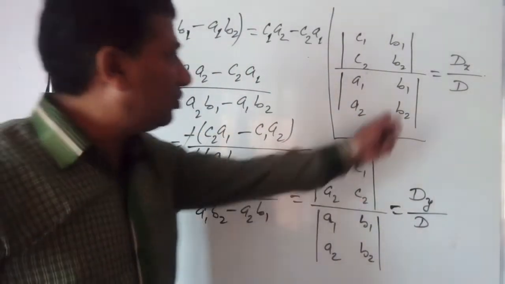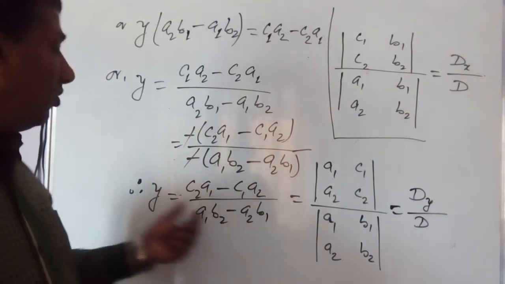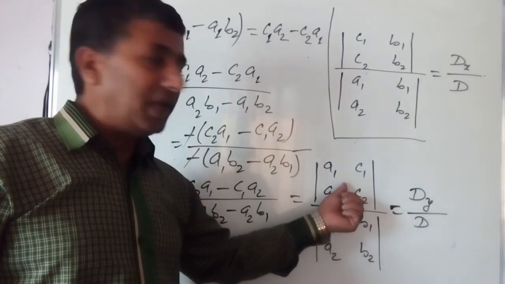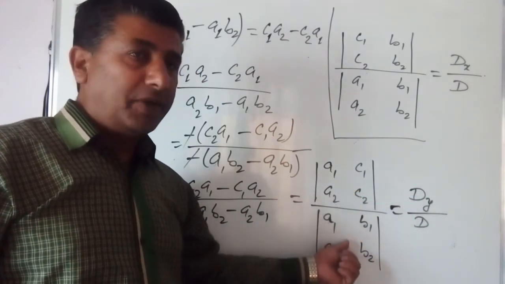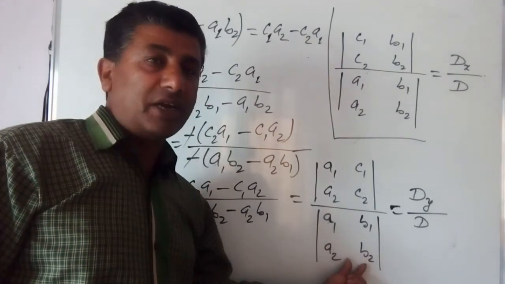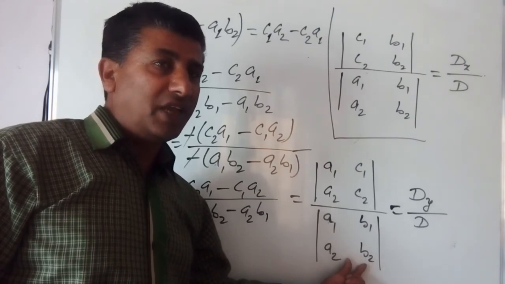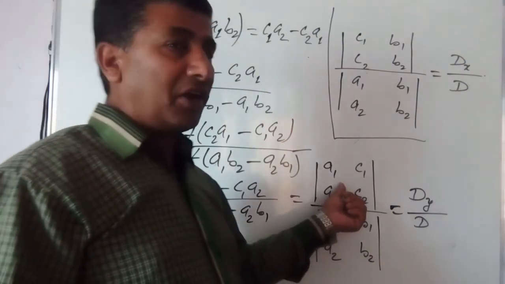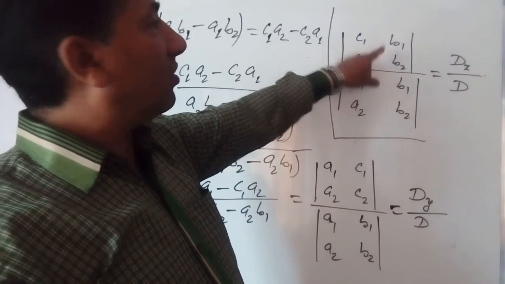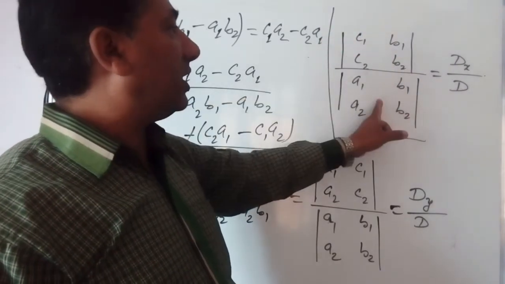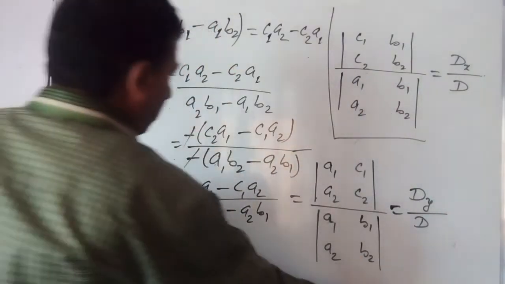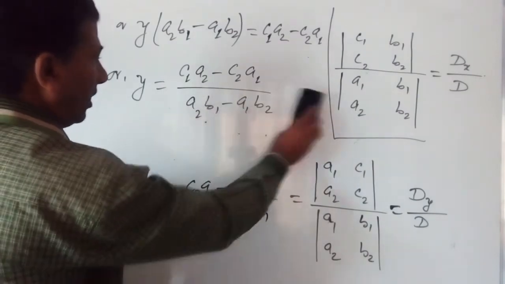To make this denominator the same, we took the minus sign common. Now we found the value of y also. Using this, we find the determinant y. This determinant with a1 a2 b1 b2 is the determinant of the coefficients of x and y. This one is the determinant of the coefficient of x and the constant term. Here this is the determinant of the constant term and the coefficient of y. This one is the same, the determinant of the coefficients of x and y.